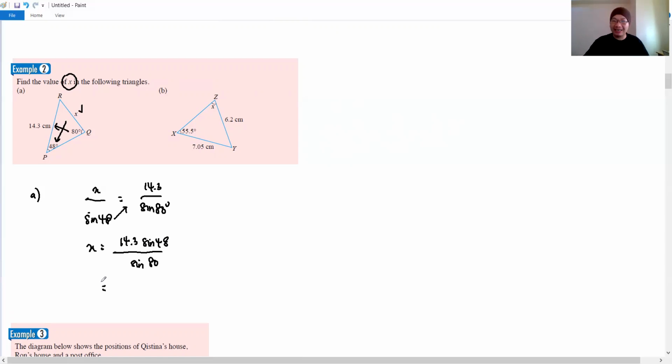And what is the answer? Just press the calculator. 14.3 times sine 48 divided by sine 80. The answer that we are supposed to get is 10 point something here, 10.7909. So that is your answer.